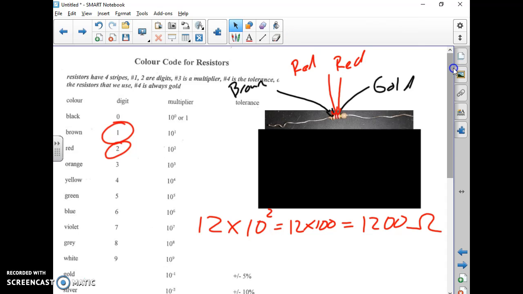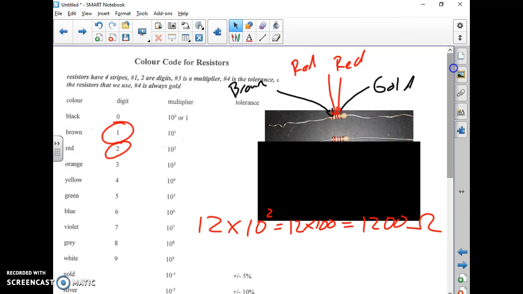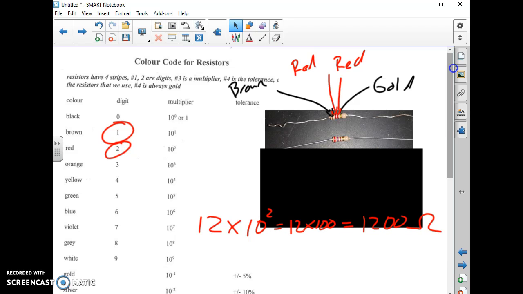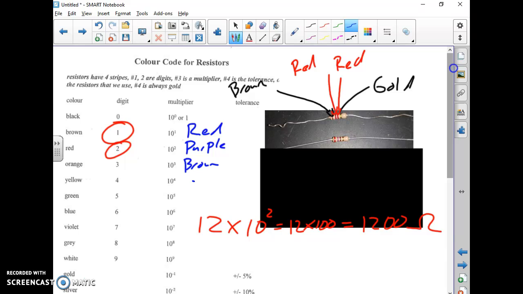So what I'm going to do now is you should take a look at this next resistor I have right here. Now I know the colors can be a little hard to read. So I'll tell you that on this resistor we have a red, we have a purple, we have a brown, and we have a gold. Hit pause on the video and try to figure out what the value of this resistor is.